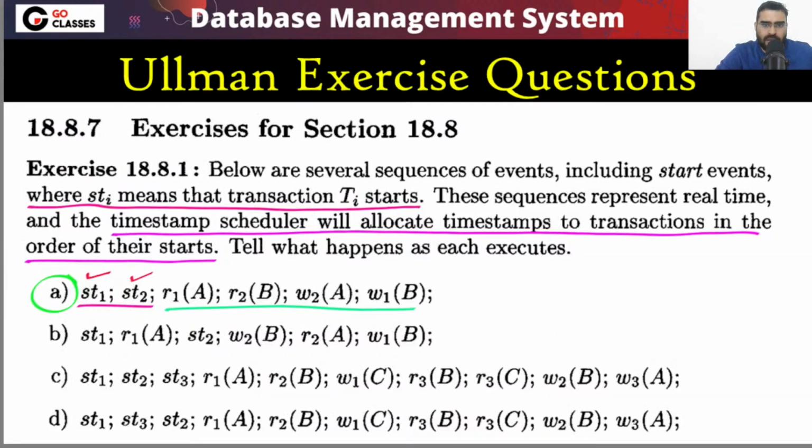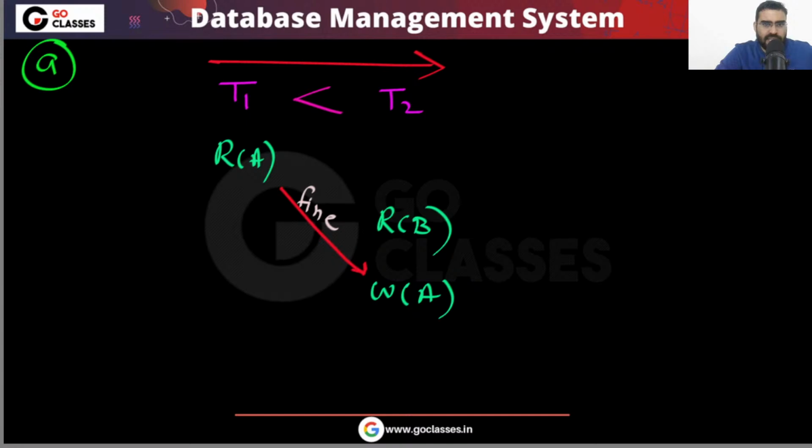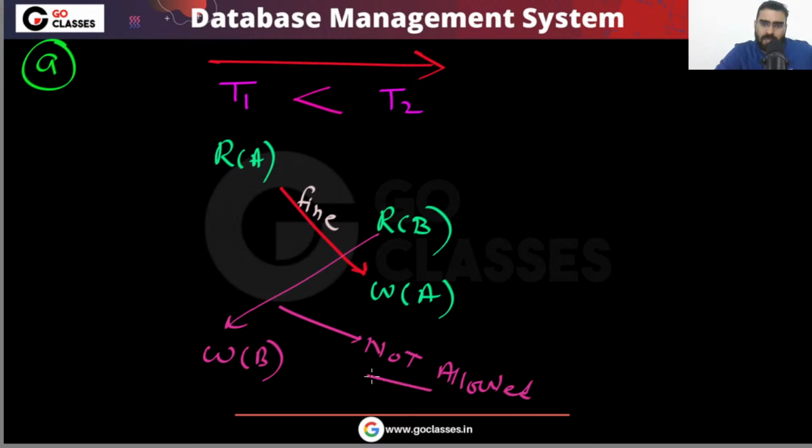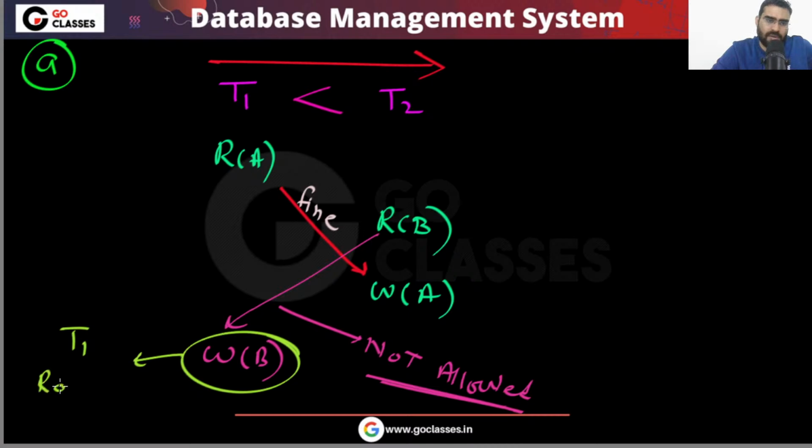Next, T1 is writing item B. This is not fine, this is definitely not allowed. Because this is not allowed, this will be unsuccessful. At this point, T1 will roll back.